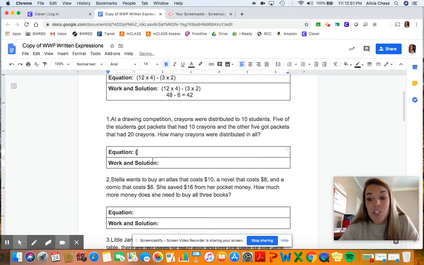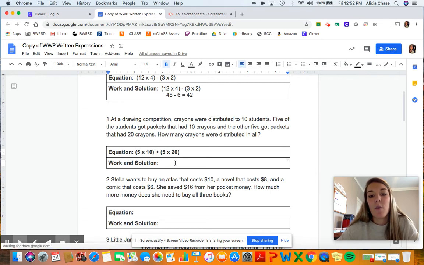and they each have a pack of 10 crayons, I'm going to have 5 times 10, right? So that's for the first 5 students. Then the other 5 students got packets that had 20 crayons. How many are distributed in all? So I'm looking for the total. So I'm going to be adding the other 5 students who each, we're multiplying, get 20 crayons. Okay, so I have 5 times 10 plus 5 times 20.